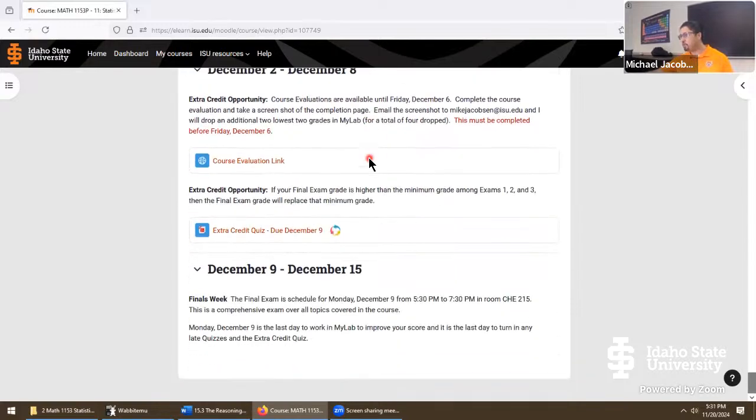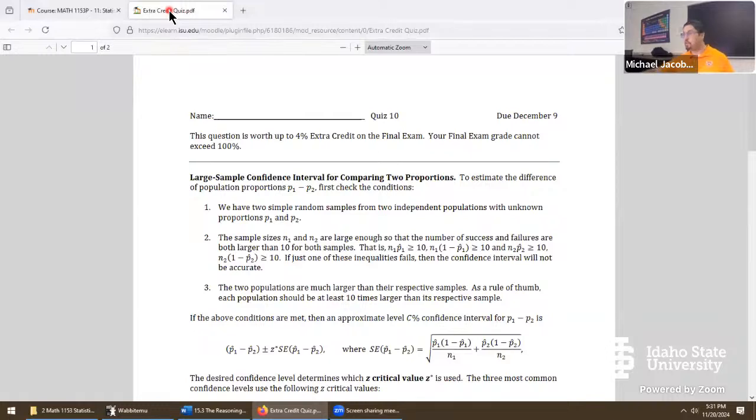And down below, really far down below, I made a slight change of heart. Quiz 10 is the last quiz officially. And for the extra credit quiz, I decided to make it a real extra credit. It's extra in the sense that this quiz actually goes beyond the course. If you open it up, it's still doing statistics, but this is a large sample confidence interval for comparing two proportions, one population proportion against another.